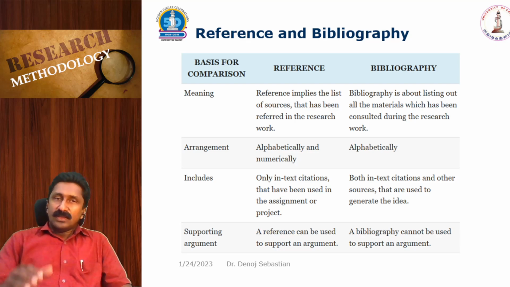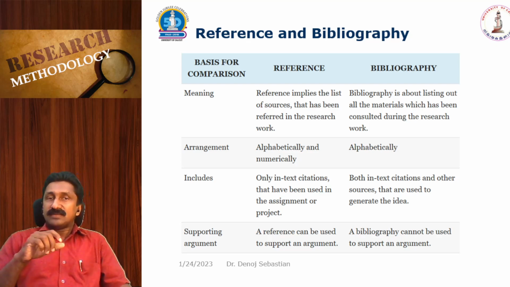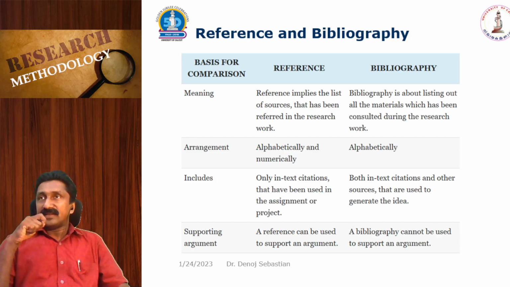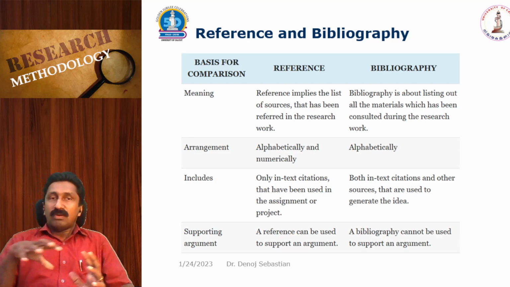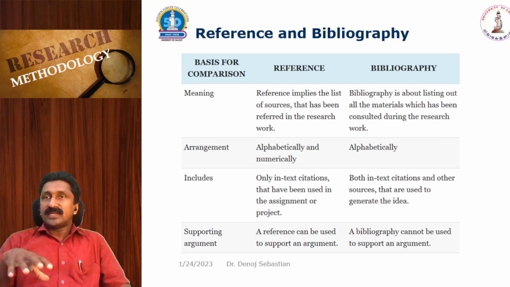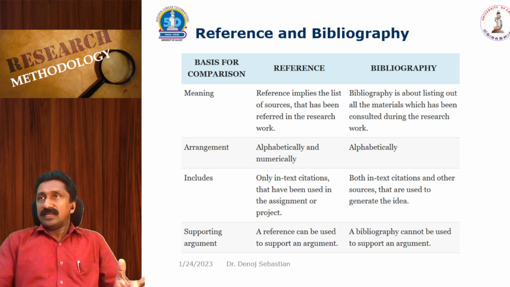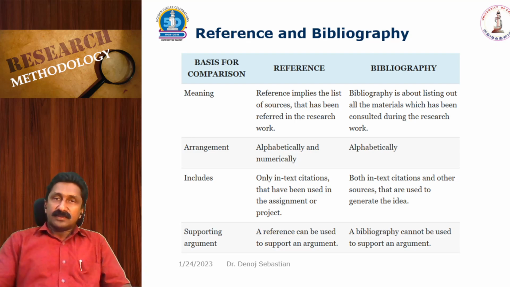So the only possibility is that you arrange them at the end using an alphabetical arrangement. Now the next one: a reference list includes only indexed citations that have been used in the assignment or project. So if a reference is inserted within the text, then only is it added at the end reference list. Whereas in a bibliography, both the indexed citations and other sources will all be listed at the end, irrespective of their use in the text paragraphs.